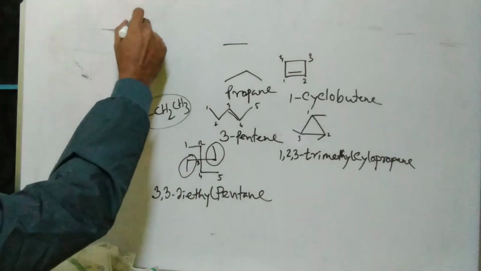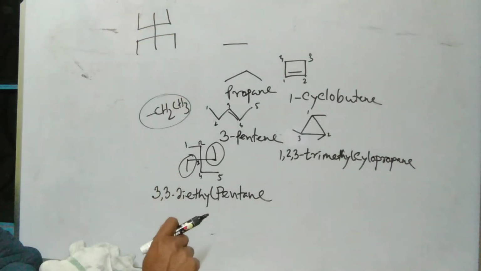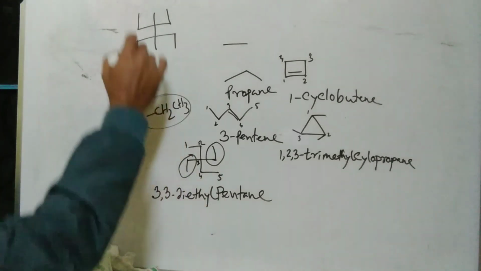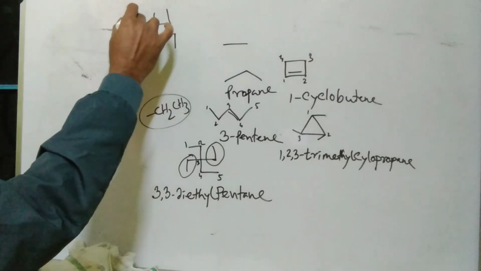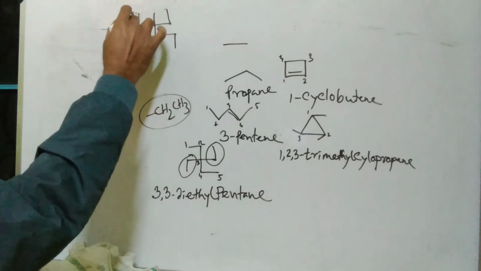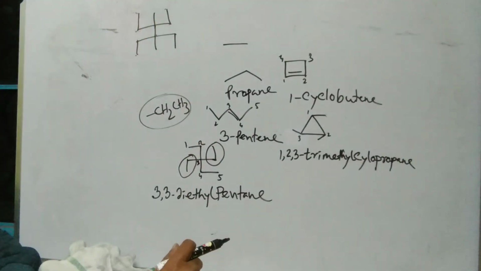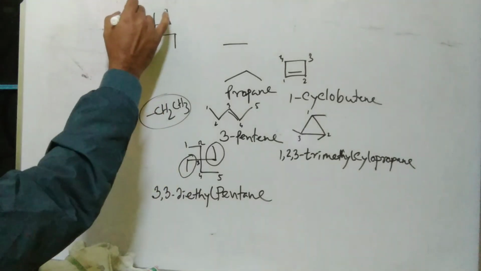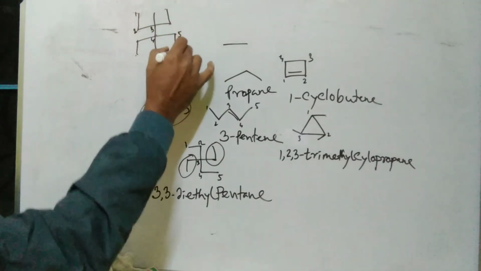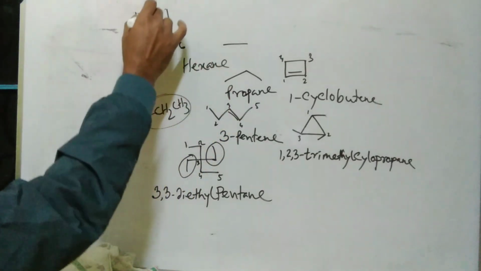Now what will be the name of this molecule? Again we need to look for the longest chain. Now what is the longest chain? 1, 2, 3, 4. This one is 1, 2, 3, 4, 5. This one is 1, 2, 3, 4, 5, 6. So the maximum number of carbons present in the straight chain is 6, and so the numbering is 1, 2, 3, 4, 5, 6. So the molecule is, of course, a hexane, and some branches are there.